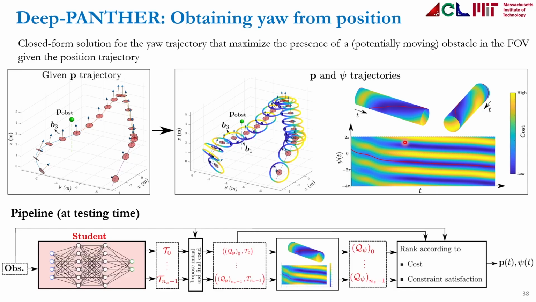So that means that at testing time, what we do is as follows. We take the observation, we pass it through the student to obtain the intermediate control points and the total time of the trajectories. Then we impose the initial and final conditions to obtain all the position control points and all the times of the trajectories. With these position trajectories, we then use this closed form solution to obtain the yaw control points, and then we rank all of them according to the cost and to the constraint satisfaction to be able to obtain the best position and yaw trajectories.